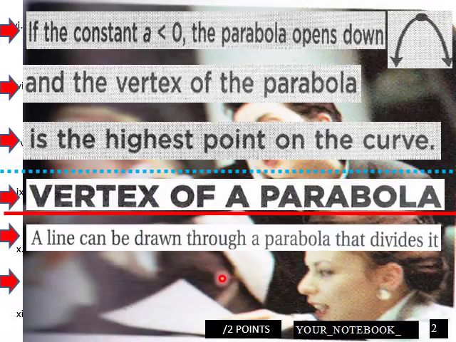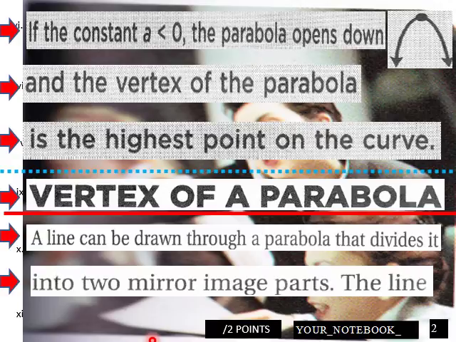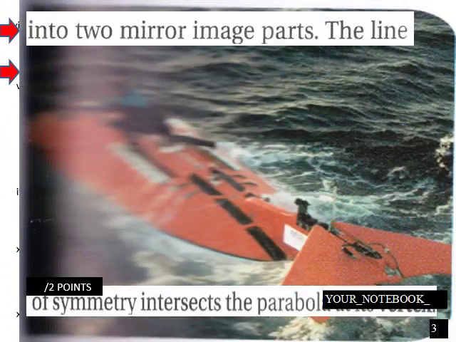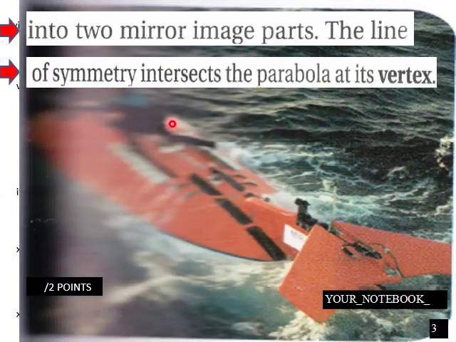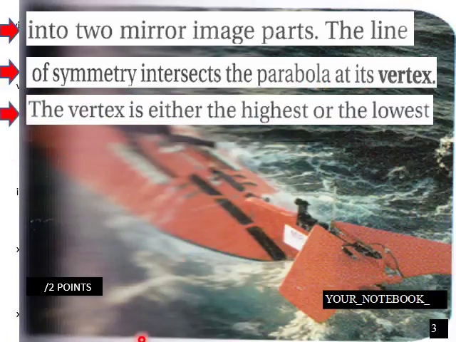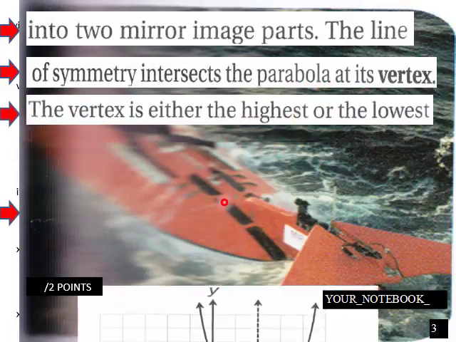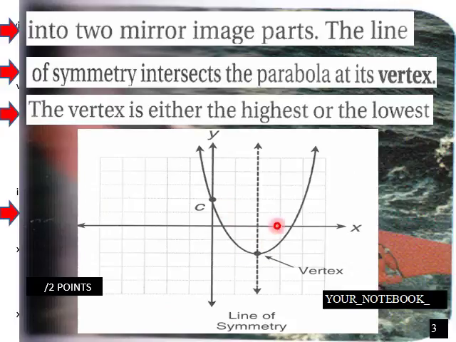Vertex of a parabola. A line could be drawn through a parabola that divides it into mirror image parts. The line of symmetry intersects the parabola at its vertex. The vertex is either the highest or the lowest, like this here. This is your line here, line of symmetry.